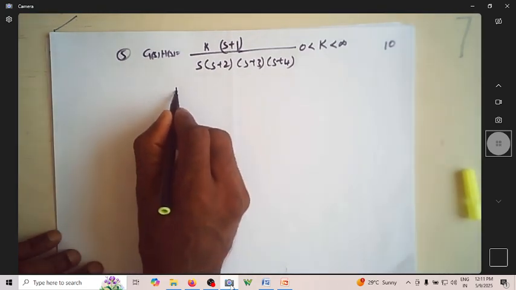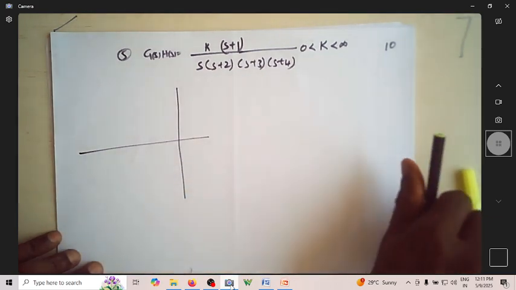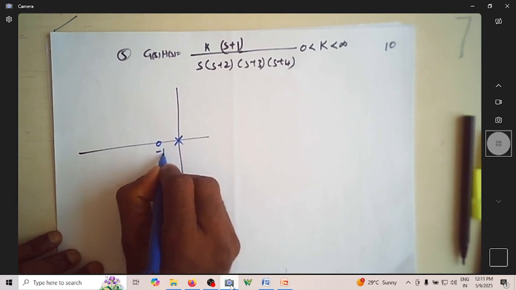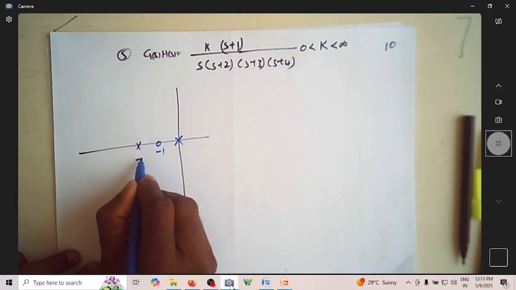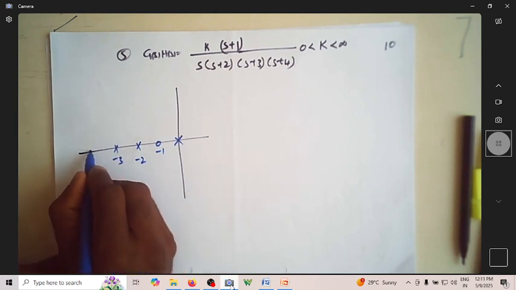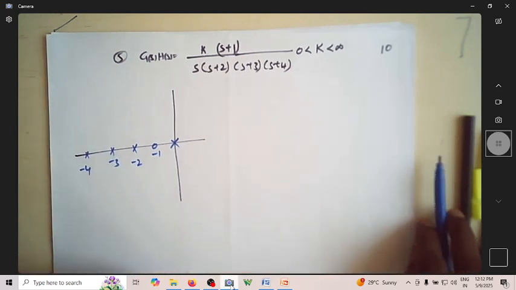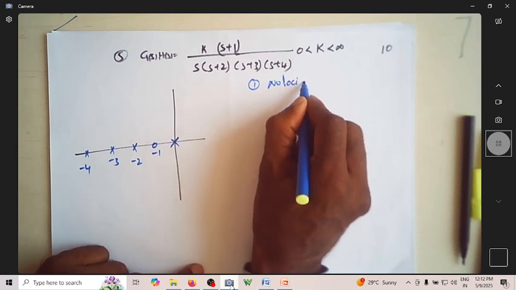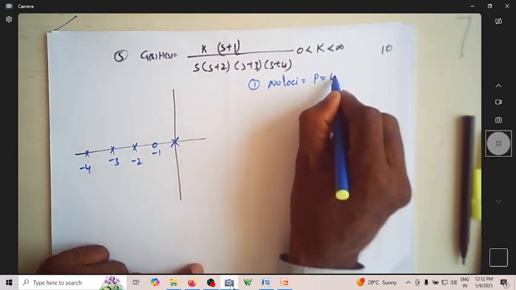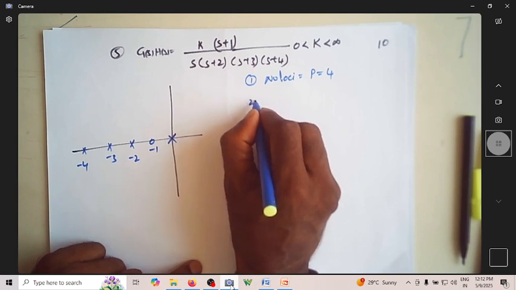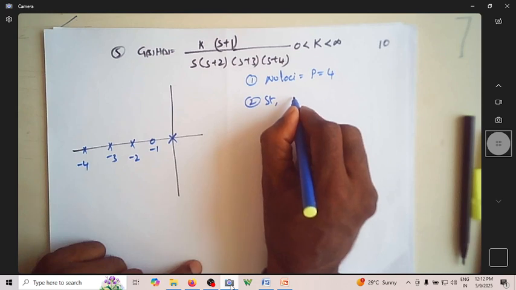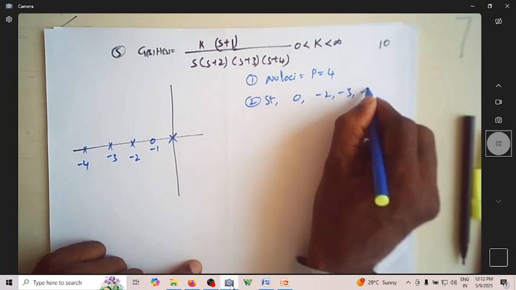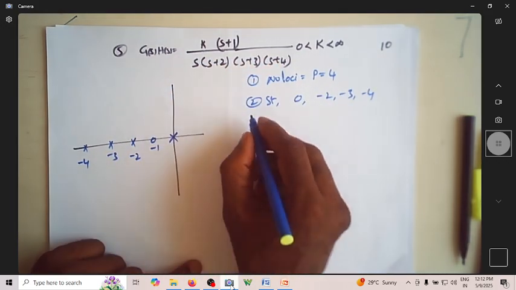So let us write the open loop pole positions. They are at origin, -1 you have a zero, this is -2, you have -3, and this is -4. The number of loci is equal to the number of poles, which is equal to 4, and they start at origin, -2, -3, -4. That is the open loop pole positions.